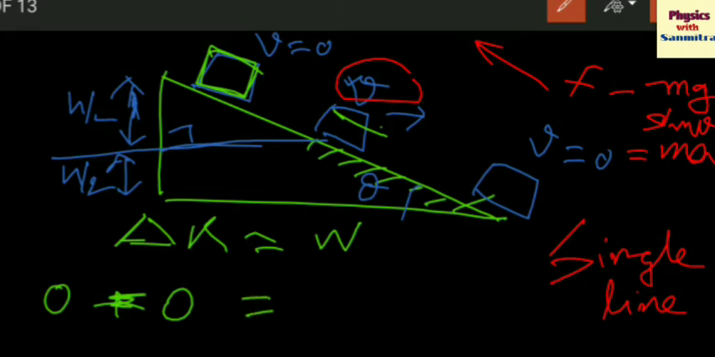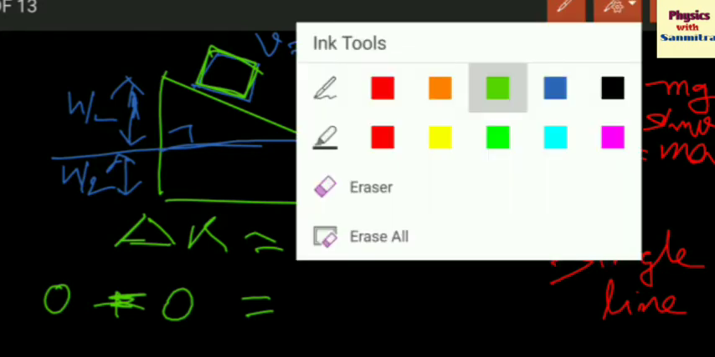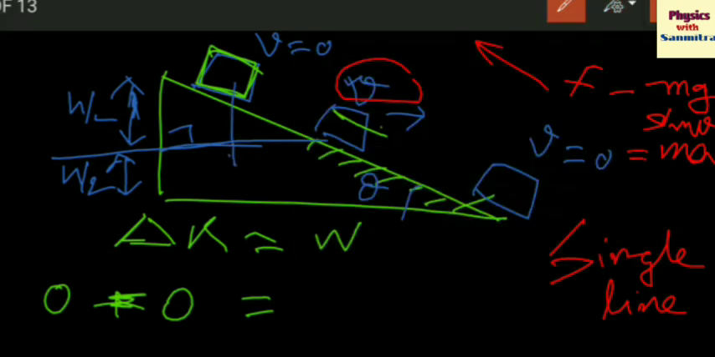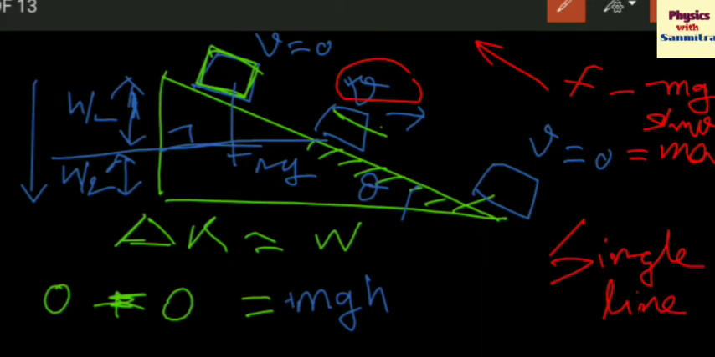Now work done by gravitational force, what is that? Gravity is acting in the downward direction, mg, and it is making a displacement h. So I can write plus mgh. Now due to normal reaction, another force is acting here. Due to normal reaction, work done is 0 because the body is displaced at 90 degrees with the normal direction. Now this is mgh, and just see work done by the friction.